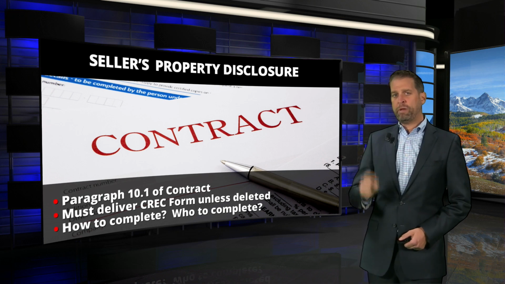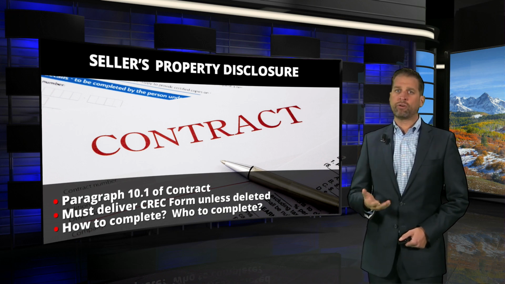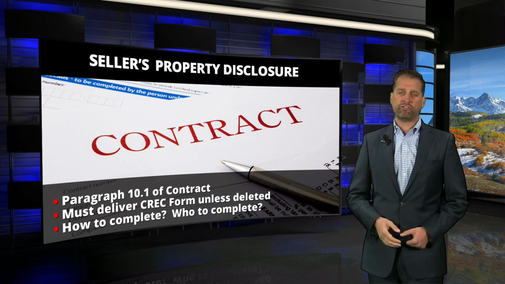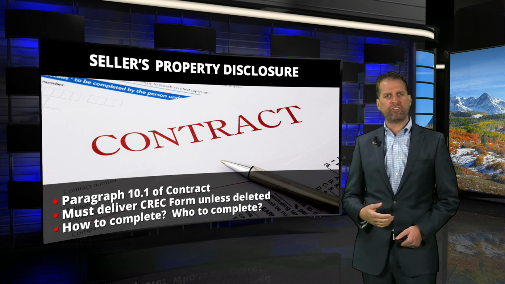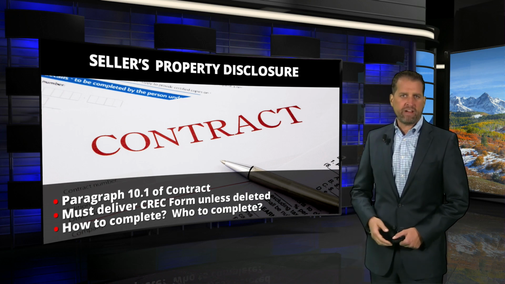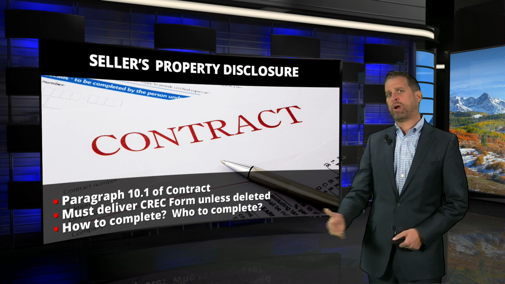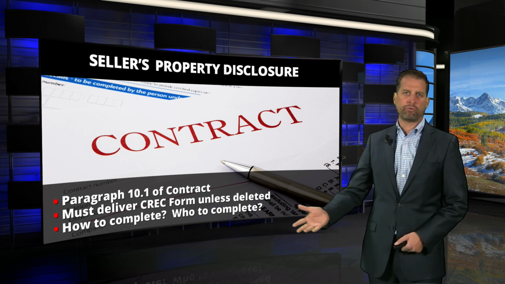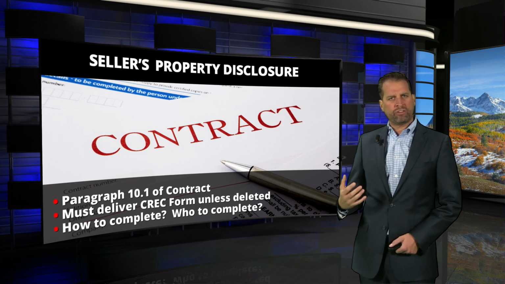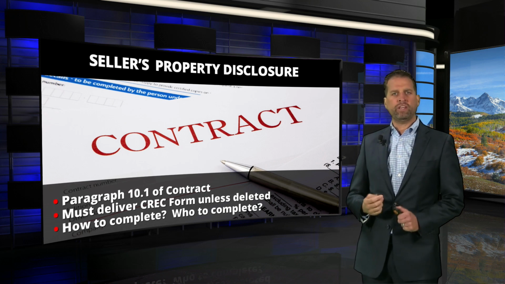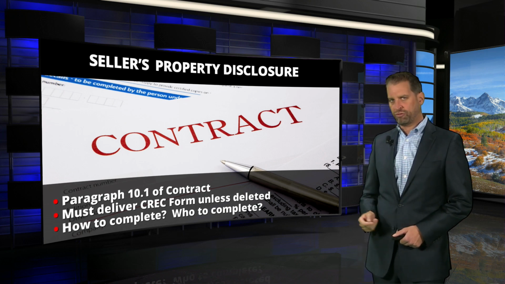Now, remember, there are situations where some sellers don't want to deliver the state form seller's property disclosure. Certainly in the case of a REO, real estate owned or bank owned asset, maybe in the case of an investment asset where a seller hasn't even been in the property, it's been tenants in the property for many years and now they're selling the property. Other situations like that where a seller doesn't feel necessarily comfortable delivering the state form seller's property disclosure pursuant to paragraph 10.1 of the contract.